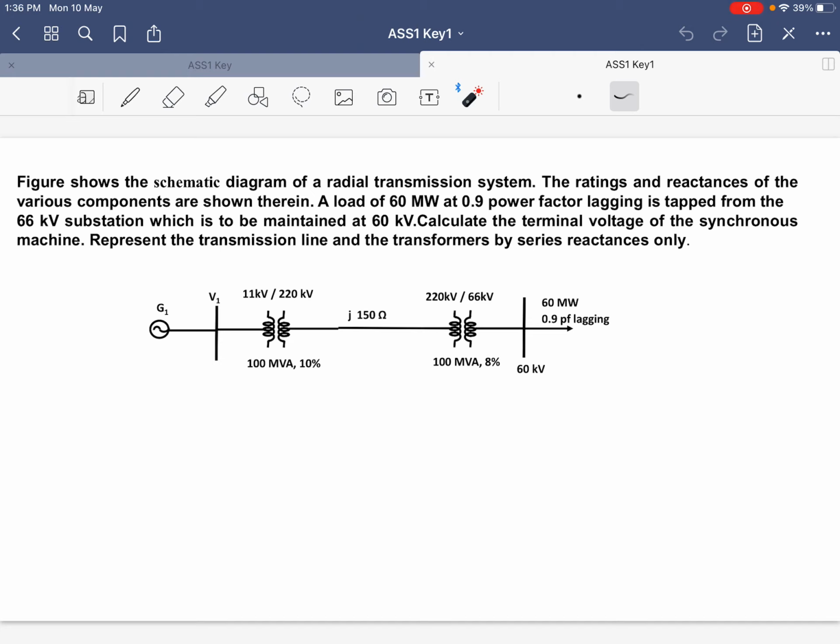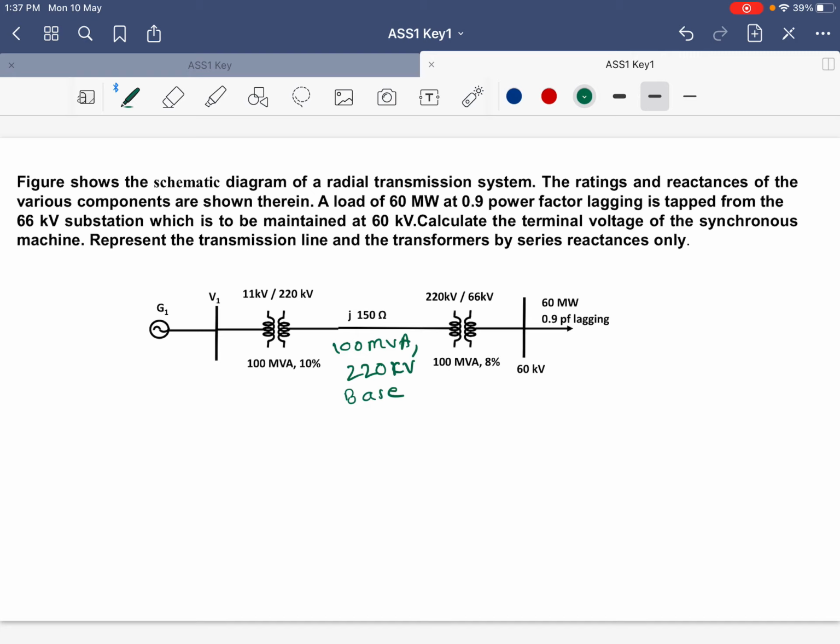Just the first step towards achieving the solution is that you have to draw the reactance diagram, choosing appropriate base values and drawing the reactance diagram on common base values. Therefore, what I am doing here is choosing the base quantity in the transmission line side as 100 MVA, and I am choosing the voltage as 220 kilovolts as the base quantity in j150.